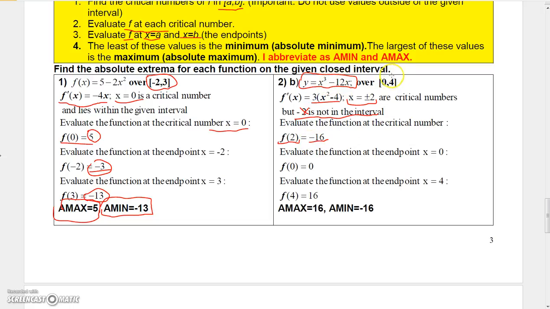And then I also have to check it at the two endpoints. If I plug 0 into the function, I get 0. So f of 0 is 0. And if I plug 4 in, I get 4 cubed minus 48, so that's going to be 16. So these are the three candidates for extreme values on that closed interval. Look for the largest one, 16, that's your absolute max. And look for the smallest one, -16, that's your absolute minimum over that interval from 0 to 4.